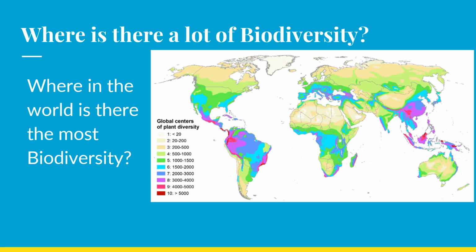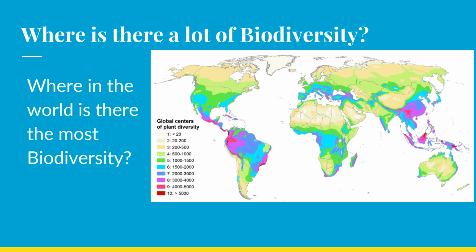So let's look at this map. Where is there a lot of biodiversity in the world? We're looking for places that have this red and these purple bluish colors, and those places have lots of biodiversity, and these tannish white colors don't have a lot of biodiversity. So if we look at this map, we can see that South America has a lot of biodiversity. This area over here, East Asia, Thailand, the Philippines, has a lot of biodiversity.